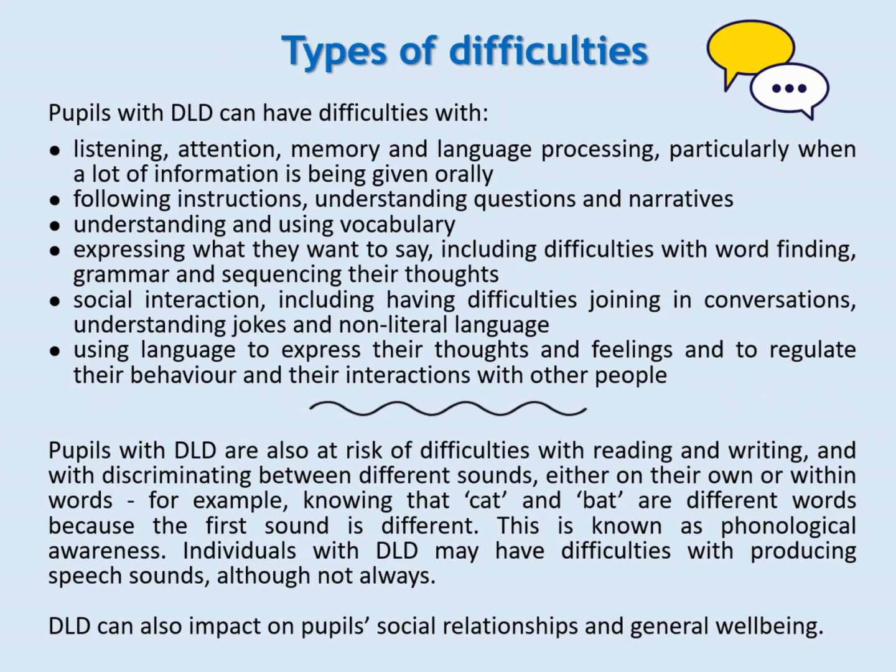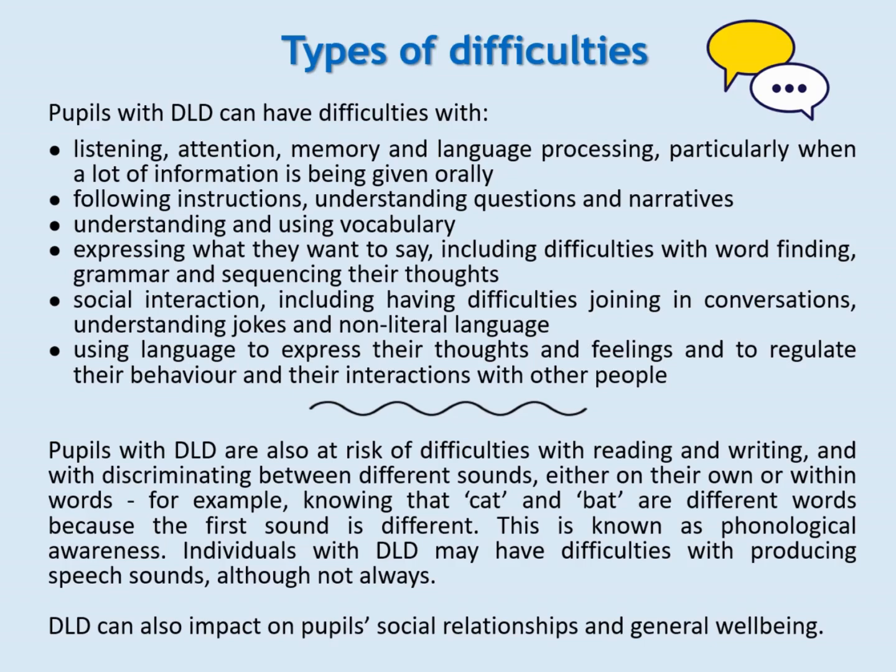Types of difficulties. Pupils with DLD can have difficulties with listening, attention, memory, and language processing, particularly when a lot of information is being given orally. Following instructions, understanding questions and narratives. Understanding and using vocabulary. Expressing what they want to say, including difficulties with word finding, grammar, and sequencing their thoughts. Social interaction, including having difficulties joining in conversations, understanding jokes, and non-literal language. And using language to express their thoughts and feelings and to regulate their behaviour and their interactions with other people.